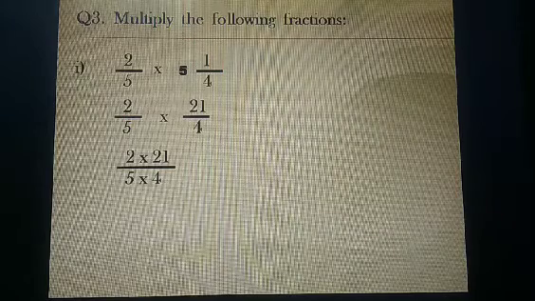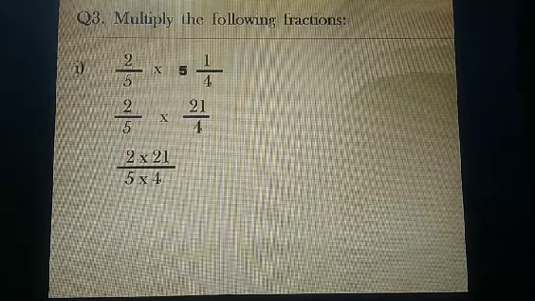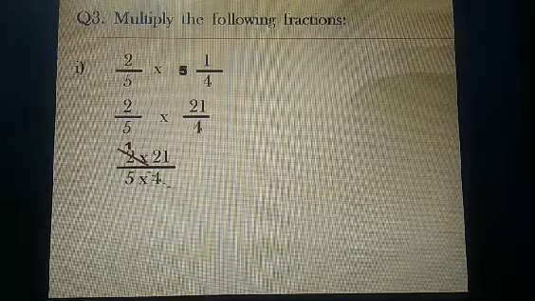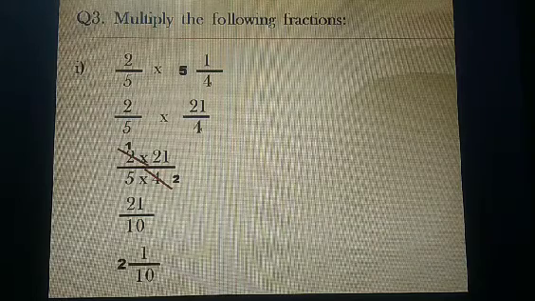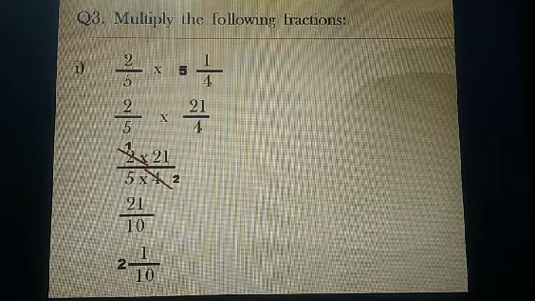Is there any common factor here? Yes, it's 2. 2 ones are, 2 twos are. Finally, 21 upon 10. Divide the 2. Quotient is 2. Remainder is 1. Answer is 2, 1 upon 10.